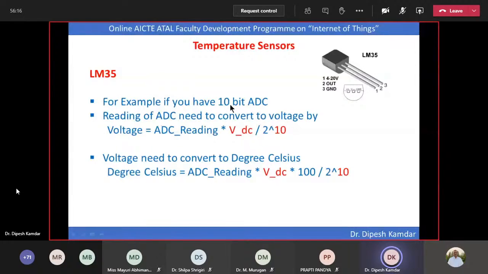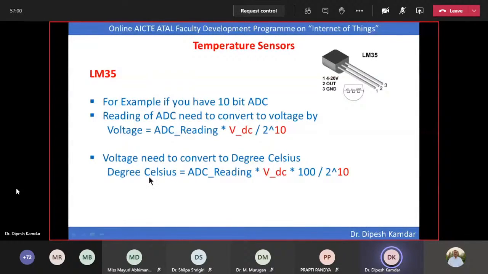Now see, for example, if we are using a 10-bit ADC, and we already know that the sensitivity of that sensor is 10 millivolt per degree centigrade. Once you have the A to D converted data, the voltage measured is the ADC reading, means your analog to digital data reading, multiplied by whatever the DC voltage you are applying on terminal number 1, divided by 2 raised to 10, because it's a 10-bit ADC. If you have an 8-bit ADC, you need to change it to 2 raised to 8. If 16-bit, then 2 raised to 16, depending on the kind of ADC you are using.